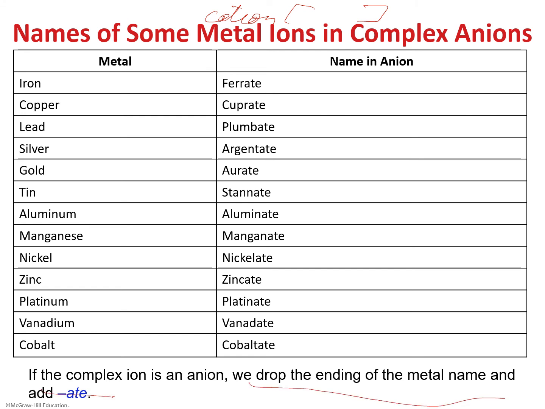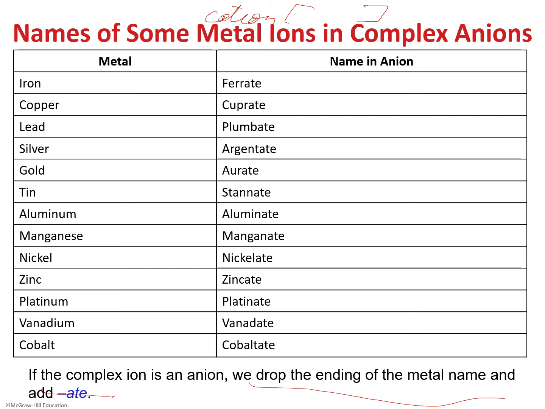So just do that. Iron is ferrate, right? Ferrous. So it becomes ferrate. Copper becomes cuprate. Lead becomes plumbate. Silver becomes argentate. Gold becomes aurate. Tin becomes stannate. Aluminum becomes aluminate. Manganese becomes manganate. Nickel, nickelate. Zinc, zincate. Platinum, platinate. Vanadium, vanadate. Cobalt, cobaltate. So most of those are very similar.